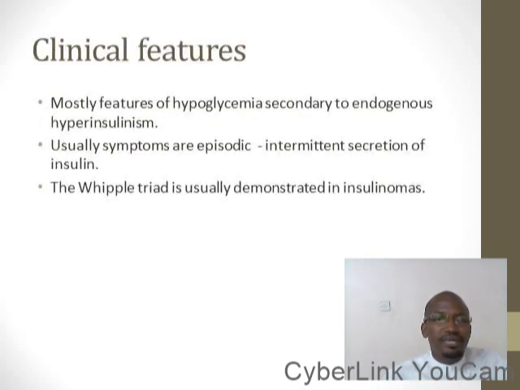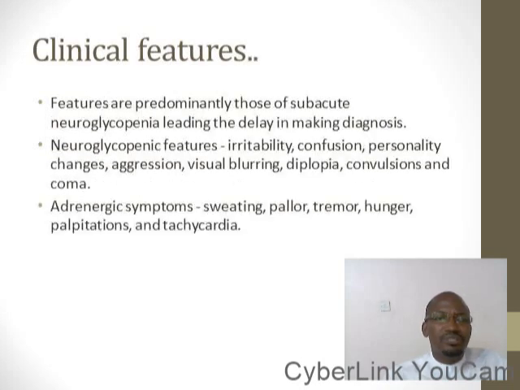The clinical features are mainly those of hypoglycemia secondary to endogenous hyperinsulinism. Usually the symptoms are episodic due to the intermittent secretion of insulin by the insulinoma. The Whipple triad is usually demonstrated in the insulinomas. The Whipple triad comprises clinical evidence of hypoglycemia, biochemical evidence of hypoglycemia, and resolution of symptoms with administration of glucose. The clinical features are predominantly those of subacute neuroglycopenia, leading to delay in making diagnosis.